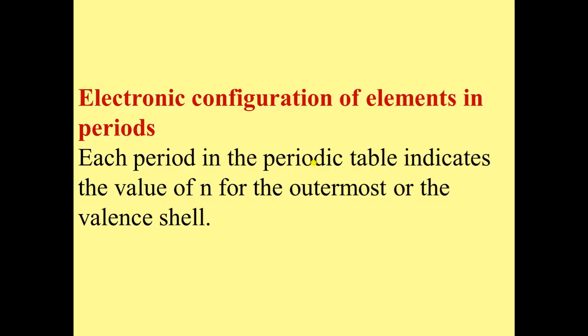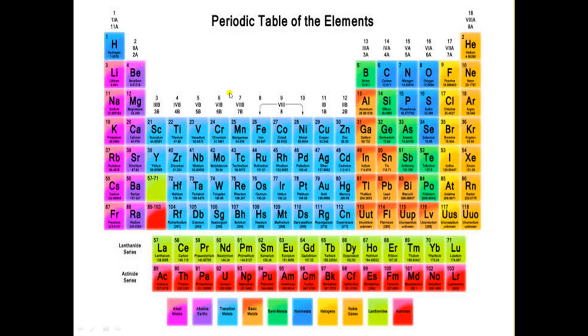Now we will study the electronic configuration of elements in a period. Each period in the periodic table indicates the value of n for the outermost or valence shell. Here you can see that hydrogen is present in the first period, lithium in the second period, sodium in the third, potassium in the fourth, rubidium in the fifth period, cesium in the sixth period and francium in the seventh period.